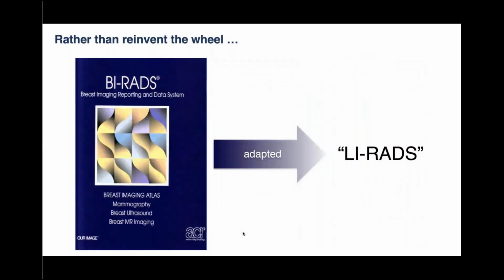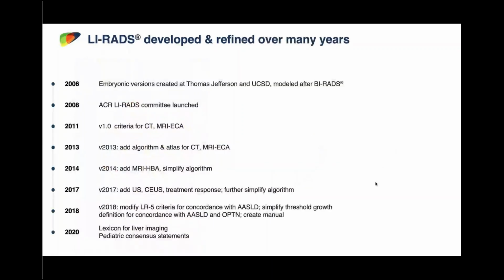So we realized we needed to do something better, but we also realized we didn't need to reinvent the wheel, because there was already a system for breast imaging called BI-RADS, and we realized that we could adopt or adapt some of the concepts of BI-RADS and apply it to the liver. And we came up with an embryonic version of LI-RADS back in 2006. So here is the development and refinement of LI-RADS since 2006 to the present.